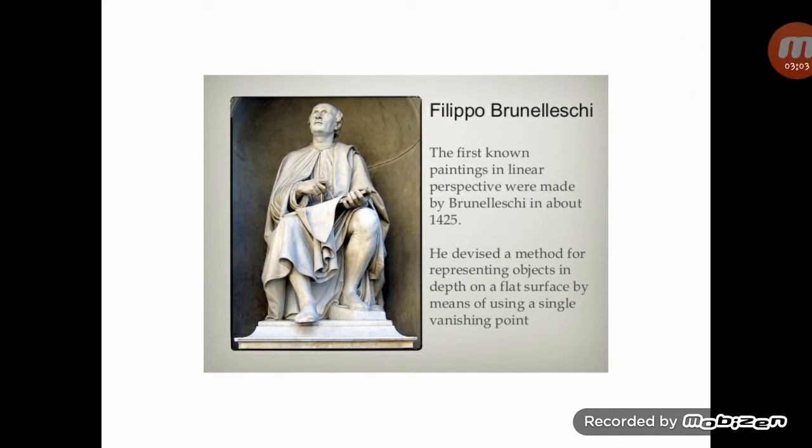Filippo Brunelleschi made the first paintings in linear perspective in about 1425. He devised a method for representing objects in depth on a flat surface by means of using a single vanishing point.